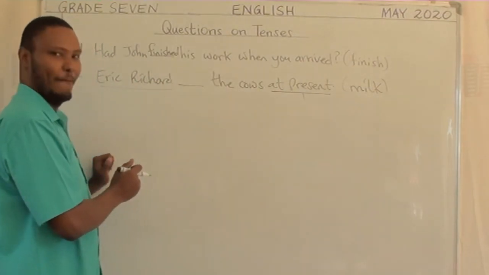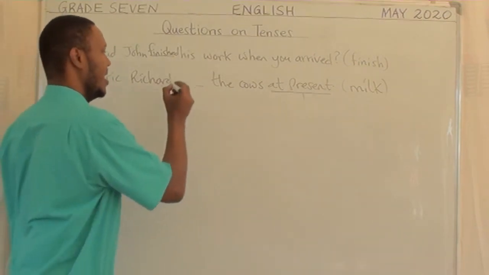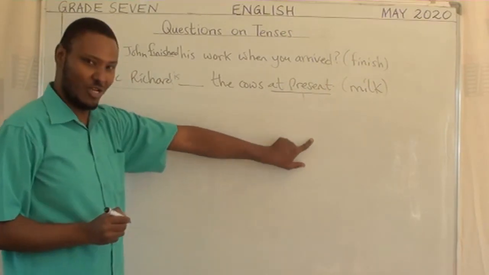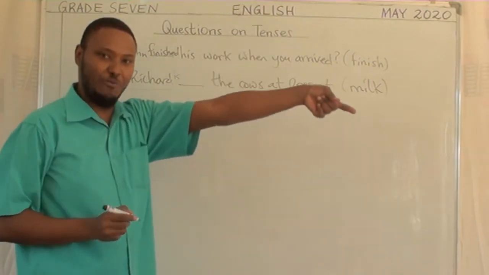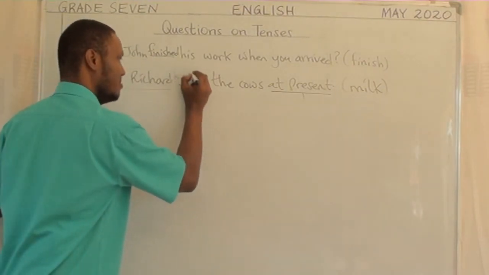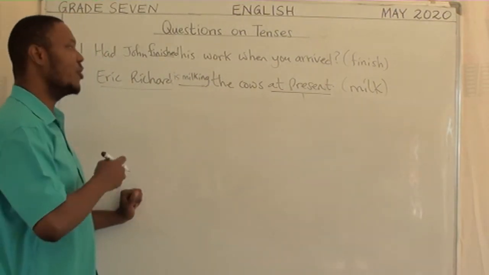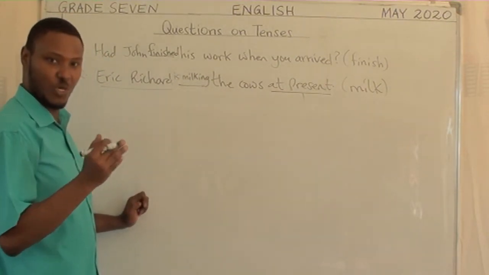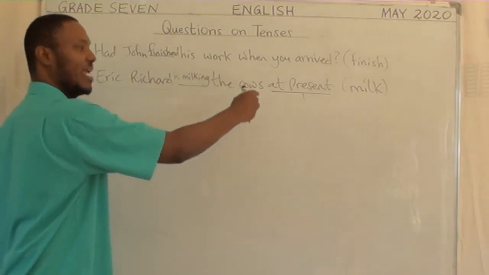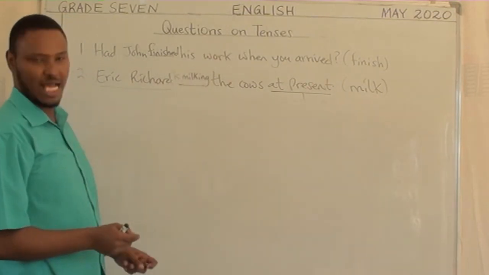So what do we say? Which helping verb is used? He is. And because you have said it's the present continuous tense, we use the present participle form of milk. So Eric Richard is milking the cows at present. And that is how you work out these things. It's not a matter of guesswork. You've got to look at different things. So say, Eric Richard is milking the cows at present. If you are using a pronoun, we say, he is milking the cows at present.